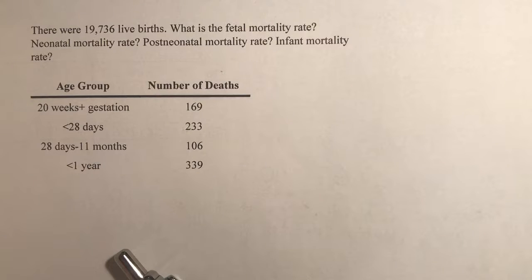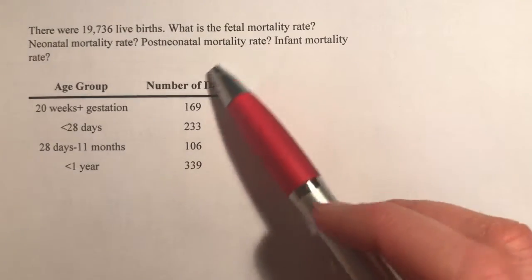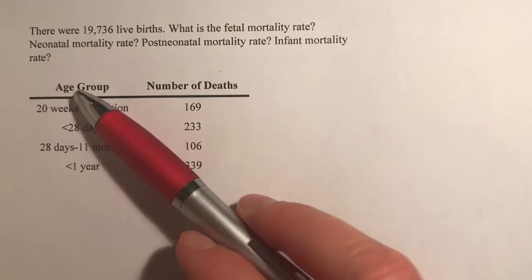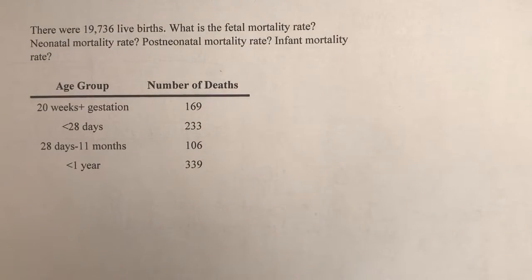This video is going to review the various measures of mortality for infant mortality, including our infant mortality rates and then related rates. Now keep in mind, what rate you're calculating depends on the age of the infant at the time that they died. So you can see we have four measures here: fetal mortality, neonatal, post-neonatal, and infant mortality.